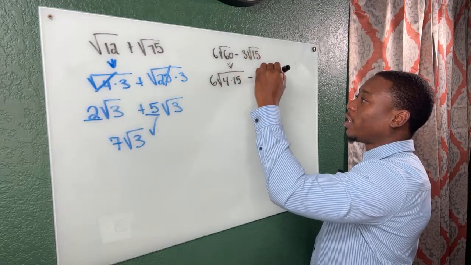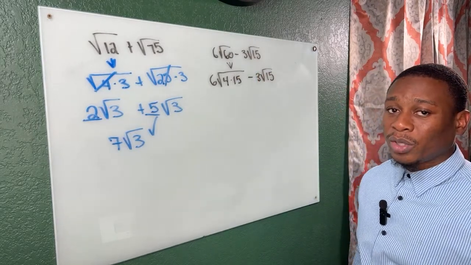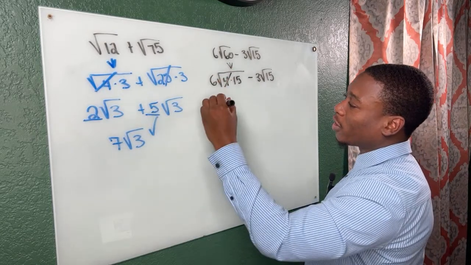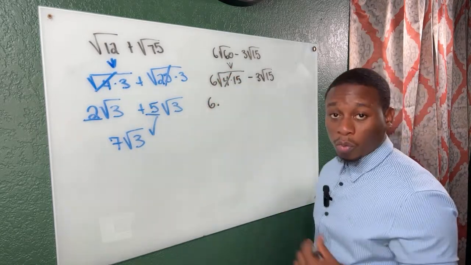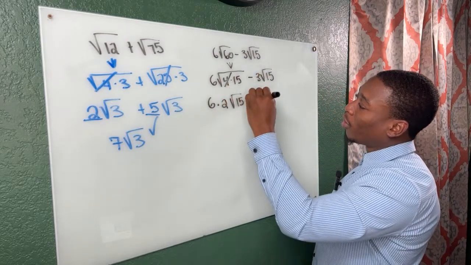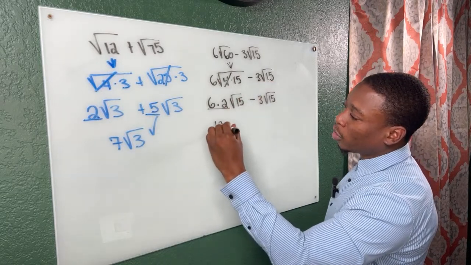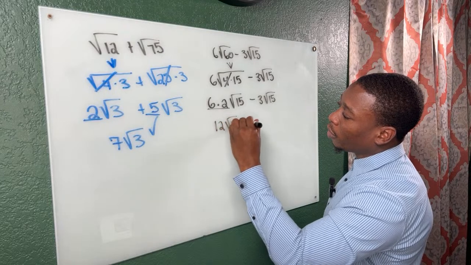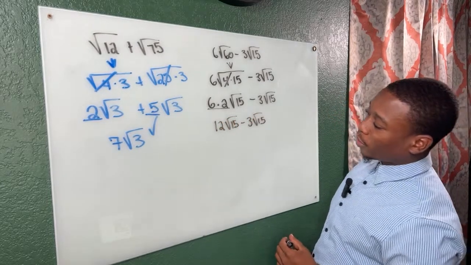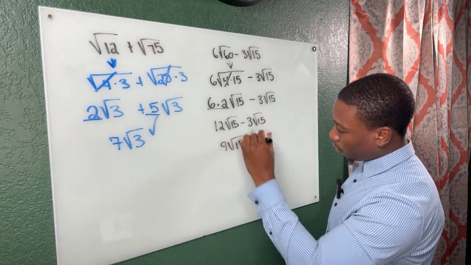3 radical 15. We can't break down radical 15 no more, guys. There's no perfect squares that go into it, okay? So now we simplify 4. This turns into 6 multiplied by the square root of 4, which is 2, multiplied by radical 15. The rest of the problem stays the same. Now we clean this up, 12 radical 15. And once we subtract 3 radical 15, this is going to turn into 9 radical 15.